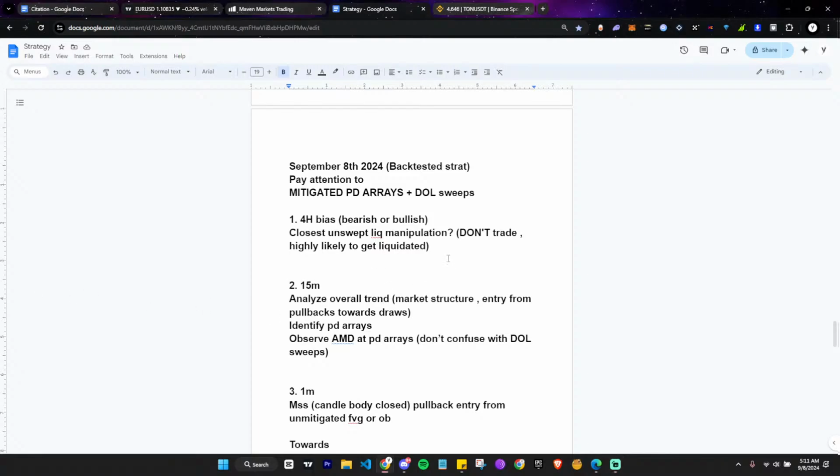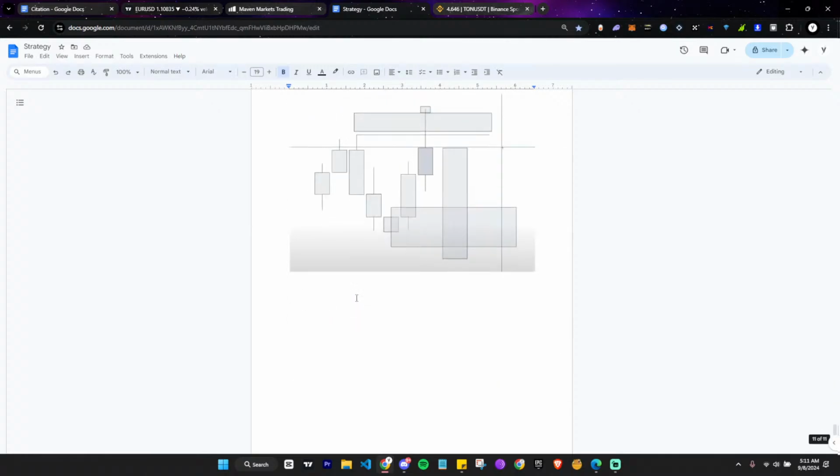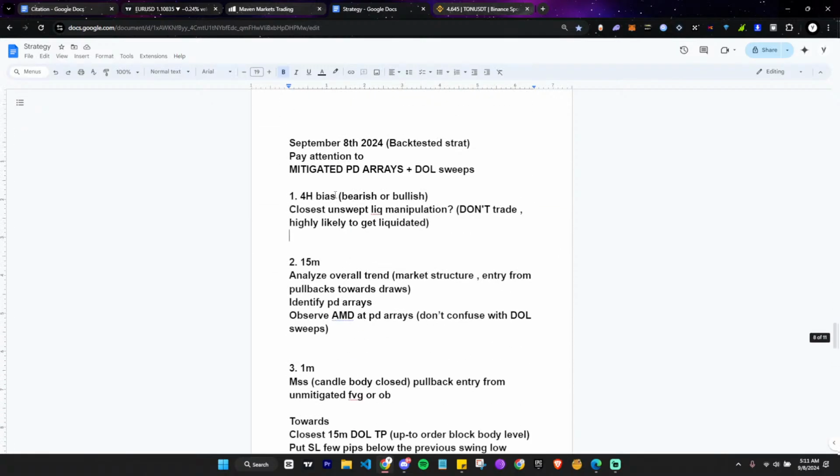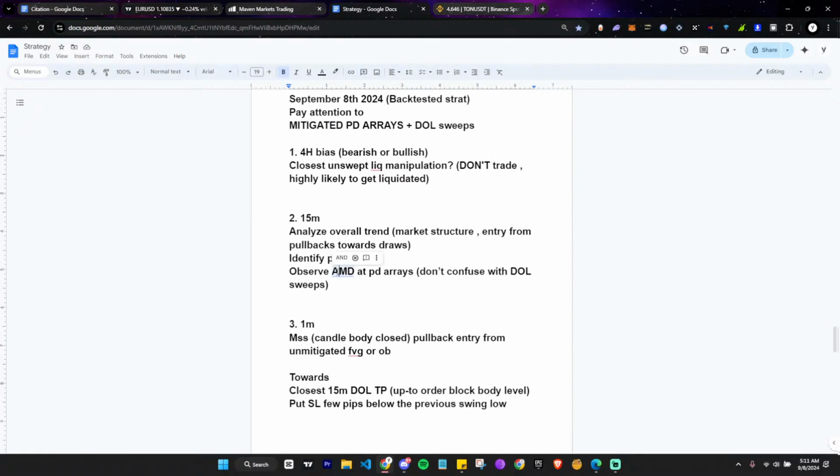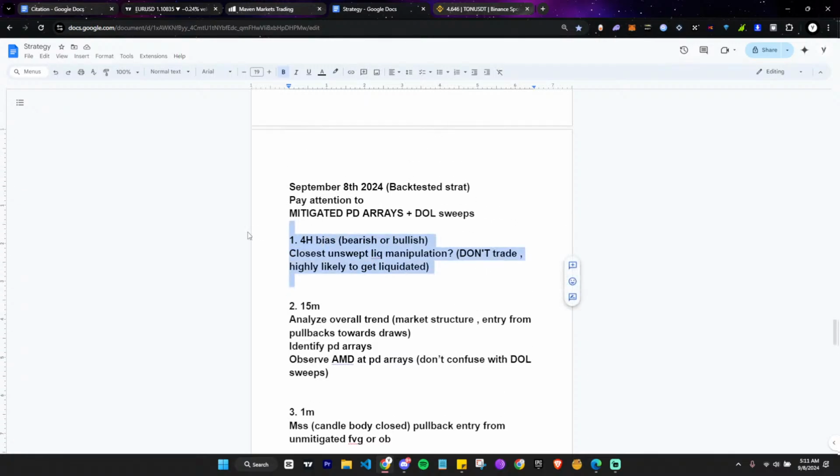But yeah, basically this strategy right here, it works. Okay, so first of all, this is the strategy. You can see that over here, first of all, you obviously want to pay attention to the mitigator PD arrays and the drawn liquidity sweeps.